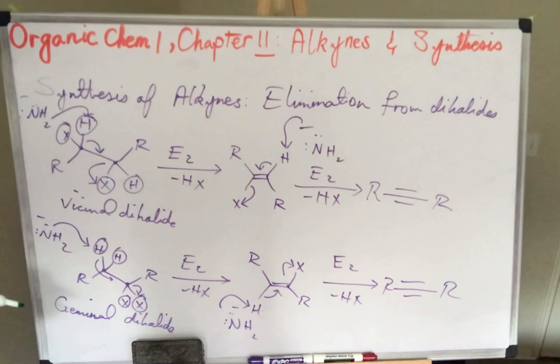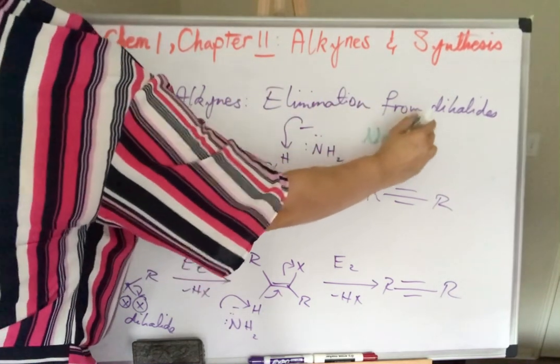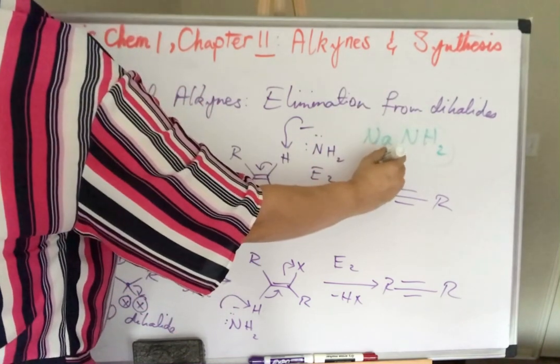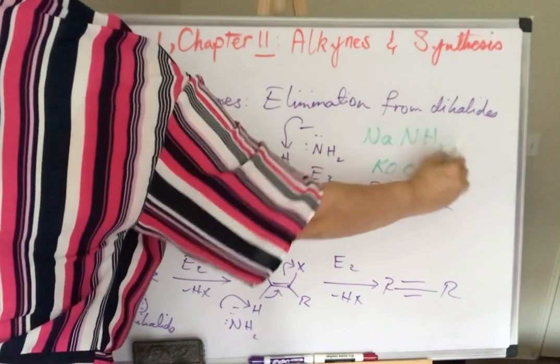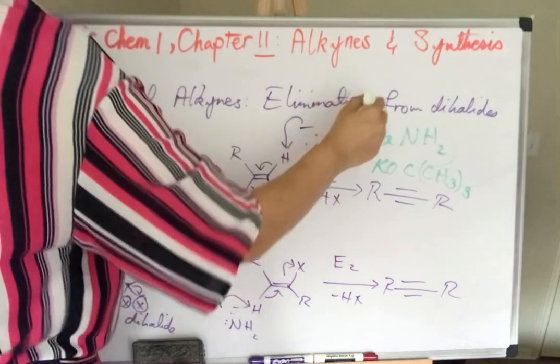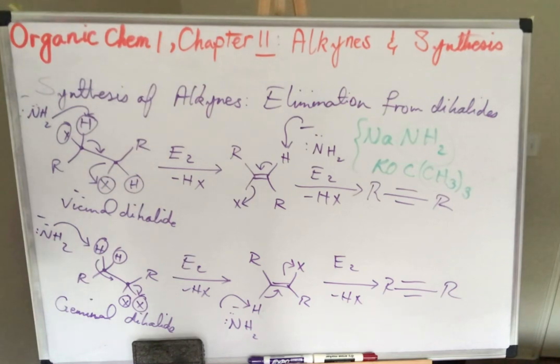The best bases, as you saw, NaNH2, where we just work with the NH2 part, and also a bulky base, KOC(CH3)3, which is potassium tert-butoxide. These are the best bases that can do this E2 reaction. All right, in the next video, we will talk about the reactions of alkynes.